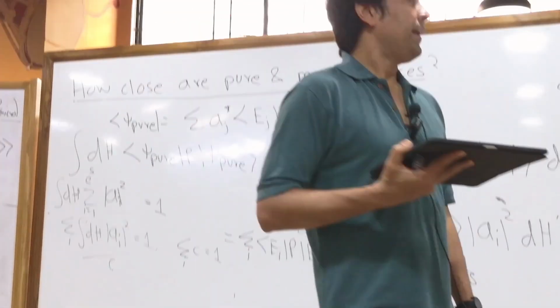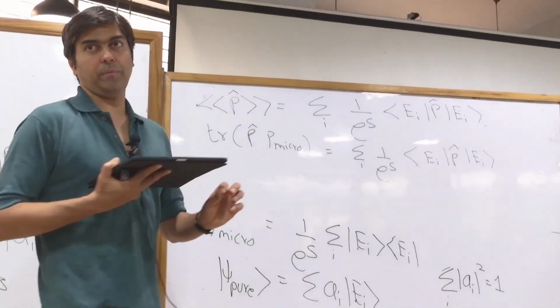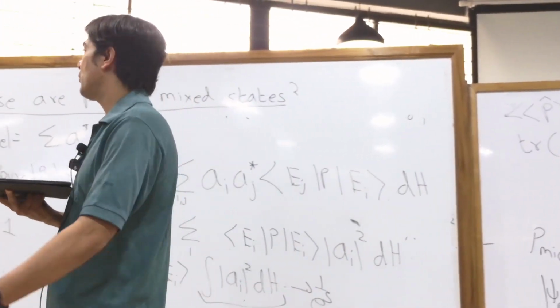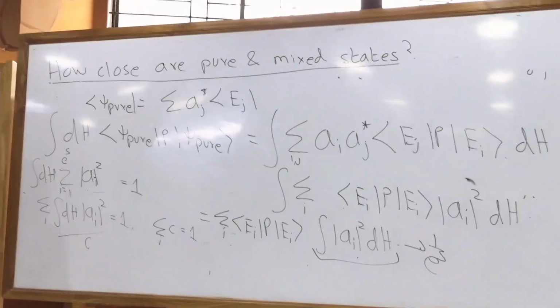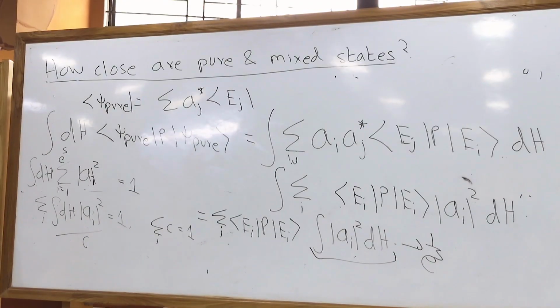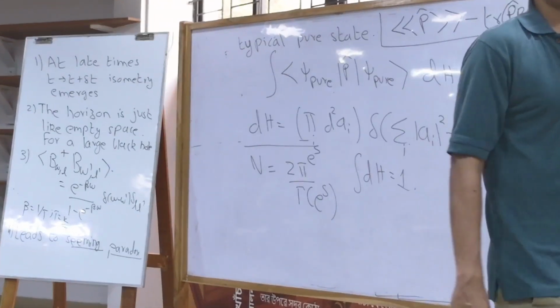Okay. Now, this proof is a little bit deceptive because in this proof, I didn't even use the fact that e to the S was large. So in the example that I gave you earlier, where you have a two-state system and you have sigma x and so on, this proof even holds there.